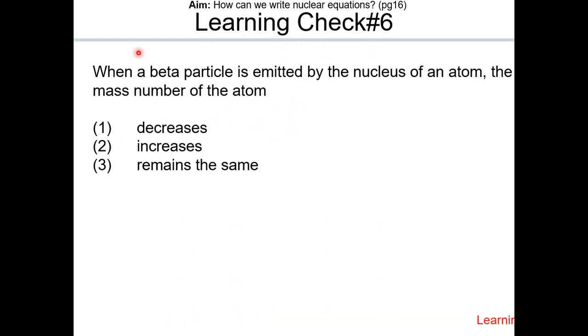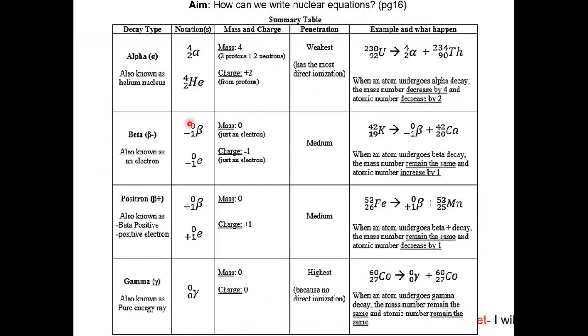Learning check number 6. When a beta particle is emitted by a nucleus of an atom, the mass number will do what? Pause the video and resume once completed. The answer is remain the same. Here's a summary table from your packet. Use it to study for the exam and for the Regents.